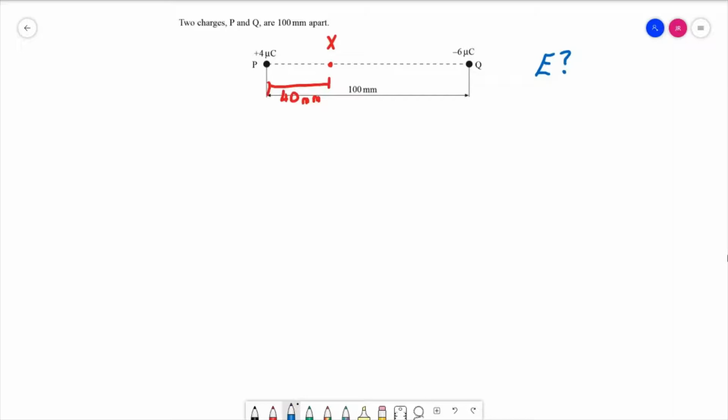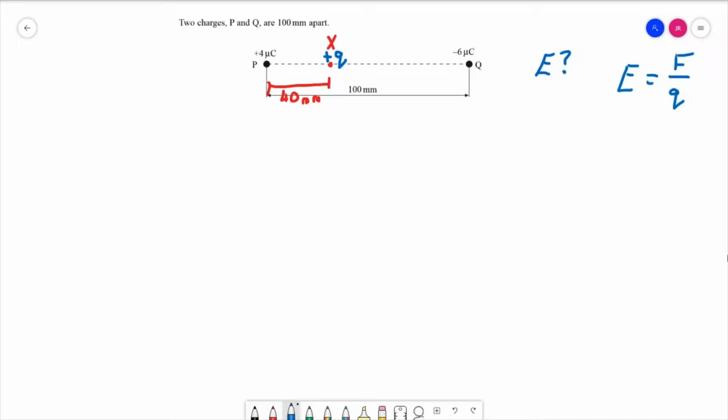First thing that we need to remember is the definition for electric field strength, and electric field strength is the force per unit charge on a small positive test charge. That gives us the excuse then to go ahead and put a small positive test charge at that point, and then to think about exactly what's going to happen to that small positive test charge.